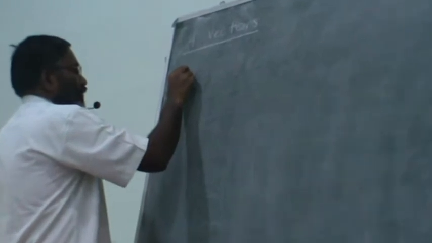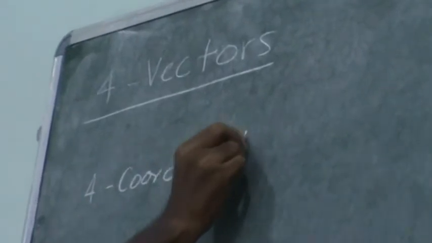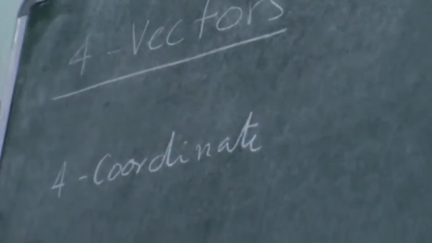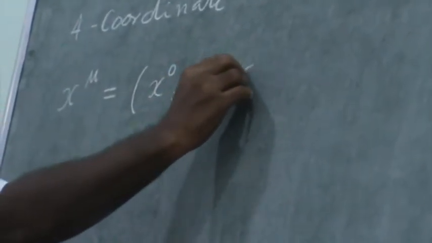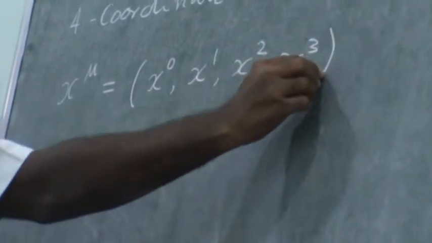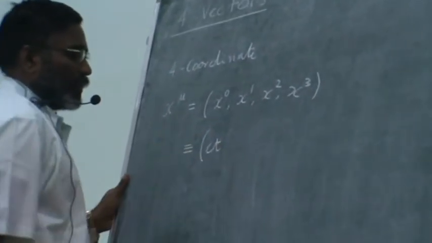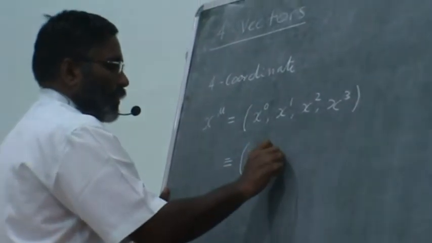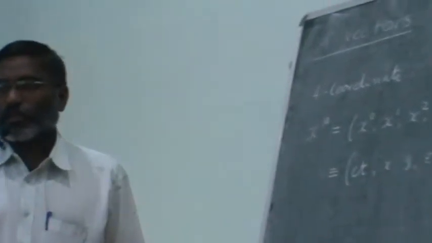Four coordinate is defined as x^μ, which is equal to x0, x1, x2 and x3. Okay, so this is by definition (ct, x, y, z). x, y, z are the spatial coordinates and c times t is the time coordinate.